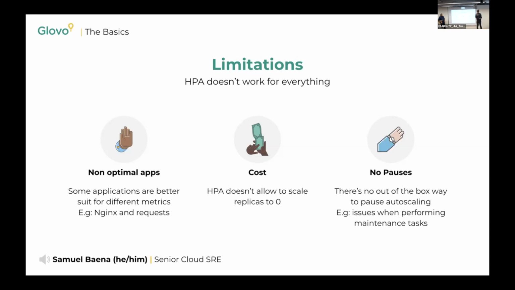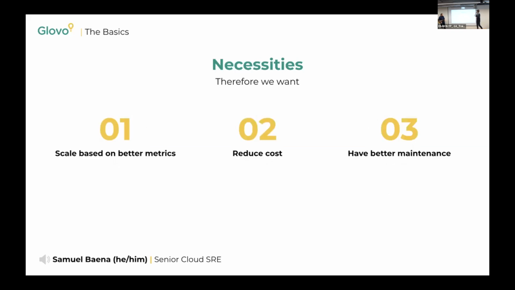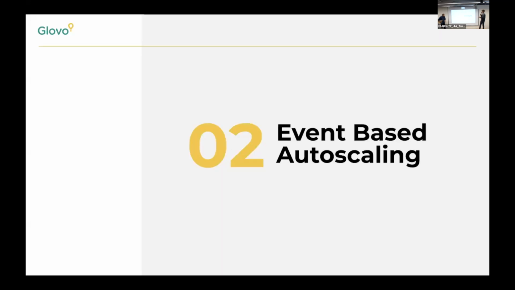Maintainability with HPA is a bit tricky, because if you are doing some maintenance or upgrades, and you don't want to touch the scaling up or down while you're working on that, you're going to run into issues. So what you have to do is either deactivate the HPA or potentially target a different thing. It would be much better if you could just add an annotation and pause that for a while. So with that, what necessities do we have that we don't get from horizontal pod autoscaling? Scale based on better metrics for our applications. We want to reduce the cost, very important nowadays, and have better maintenance.